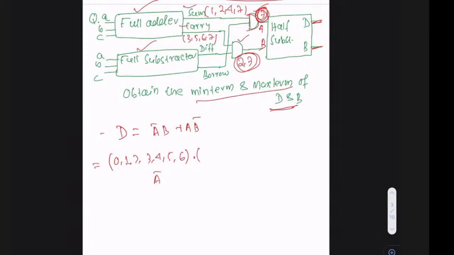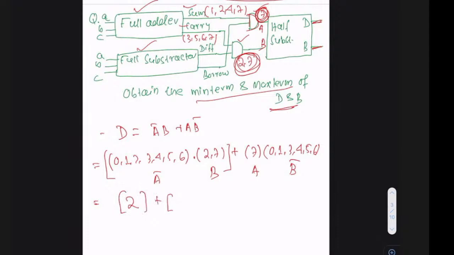And with B. So what is B? B minterms are 2 and 7. Then OR with A B bar. A is 7, B bar is everything except this 2 and 7, that is 0, 1, 3, 4, 5, and 6. So this is A bar, this is B, this is A, and this is B bar. If I ask you what you get from the first two terms, it is only 2, because the common factor is only 2, 7 is not common. And from this, what do you get? You don't get anything, so it's a null set. There is nothing common. This is 7 and 7 is not here.